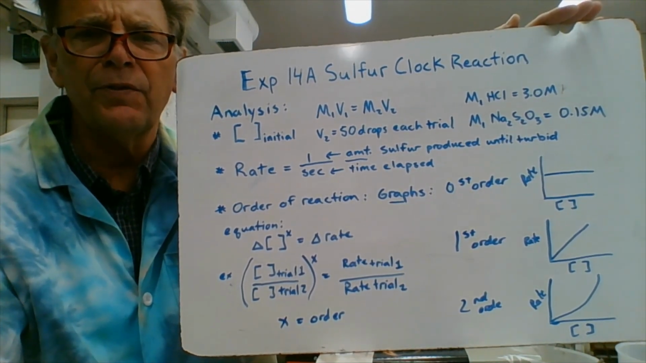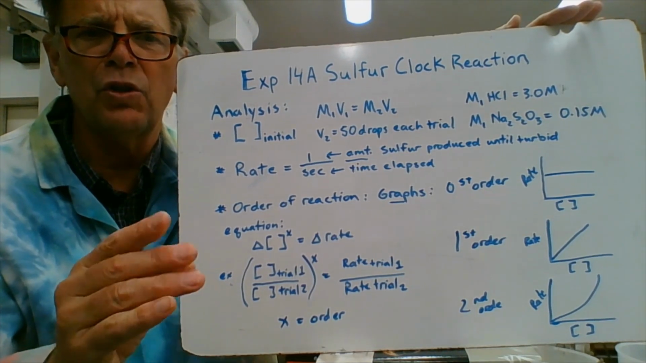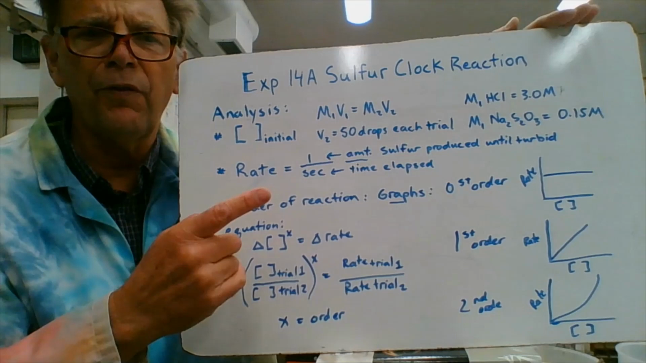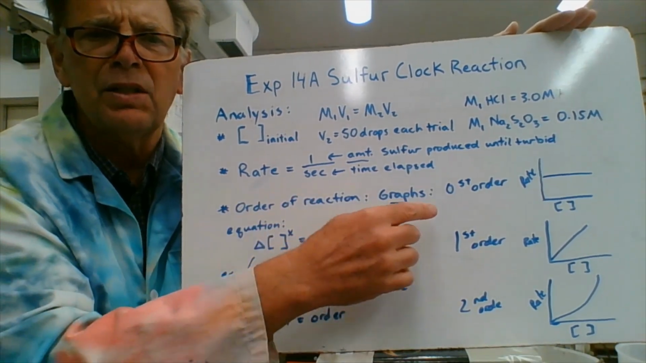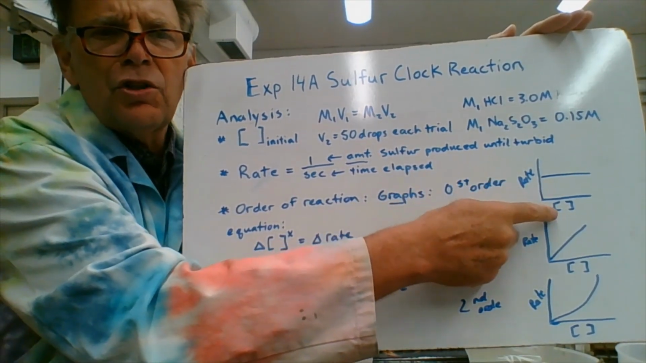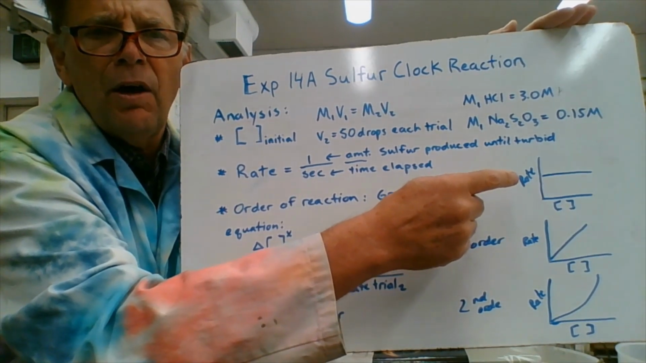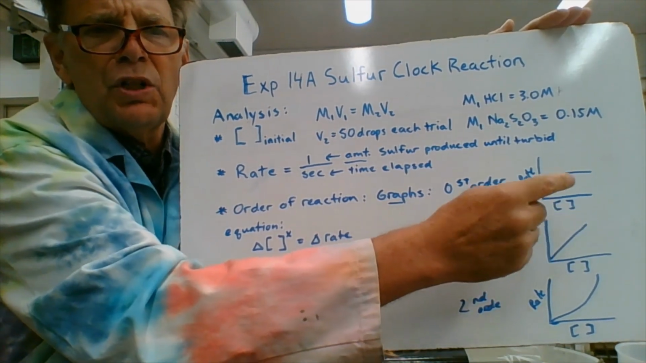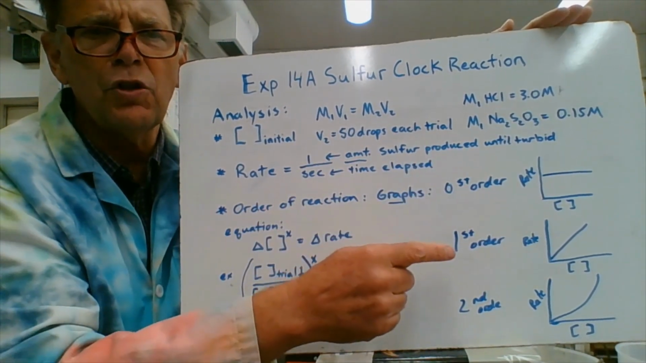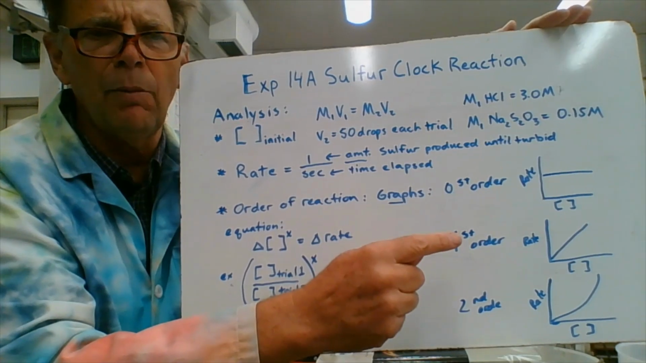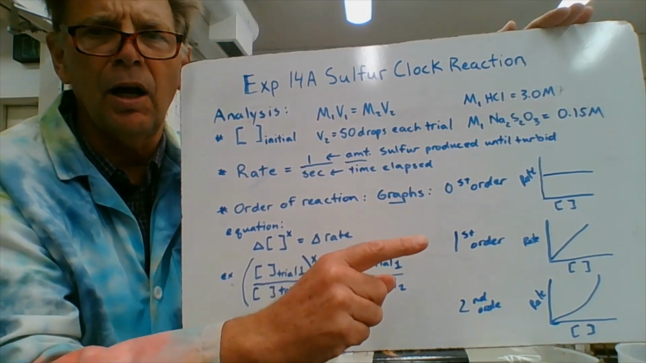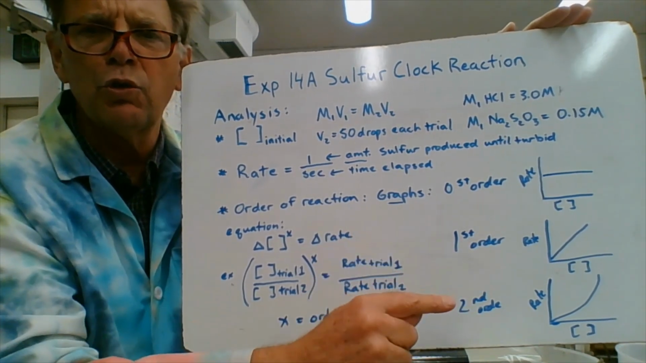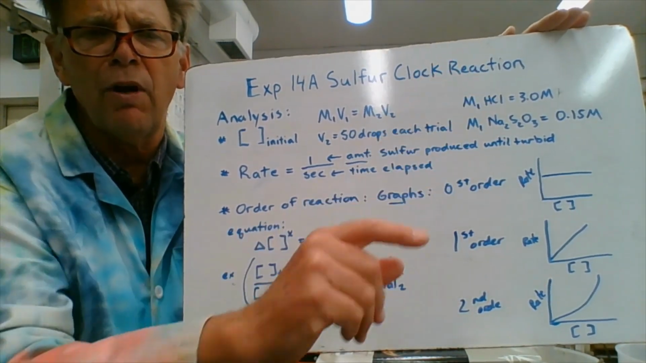Now we're going to determine the order of the reaction. We can determine the order two ways, graphically or using the equation. The first way would be graphically. We'll make a graph of concentration versus the rate. If it's zero order, changing concentration will have no effect on the rate. First order, we double concentration, we double rate, so we get a linear graph. And second order, we double concentration, we quadruple rate, so we get an exponential graph.